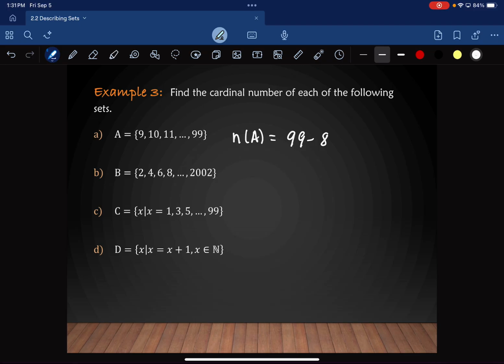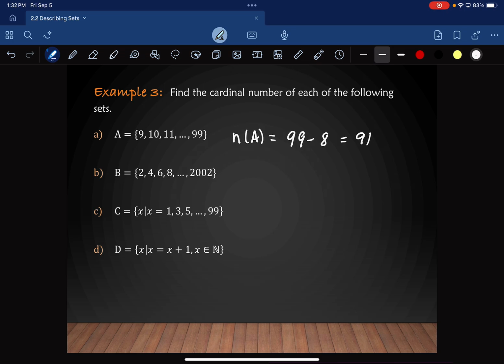Another way to sort of picture this is, let's say our number started at 1. We went from 1 to 99. How many numbers is that? Well, it's 99. And which ones are not included? Well, the numbers 1 through 8. That's why I'm subtracting them off. So this is 99 minus 8, which is 91. Fantastic.